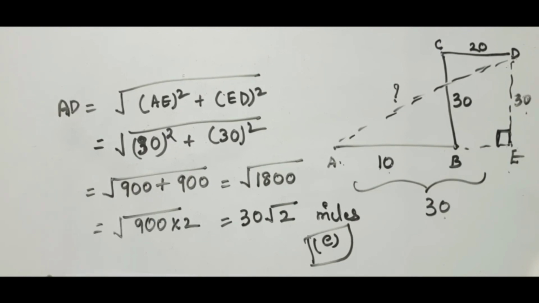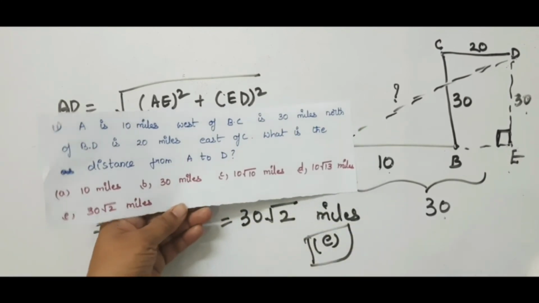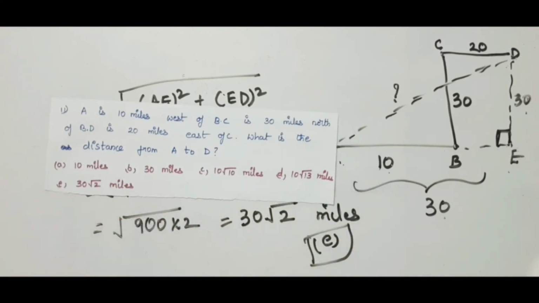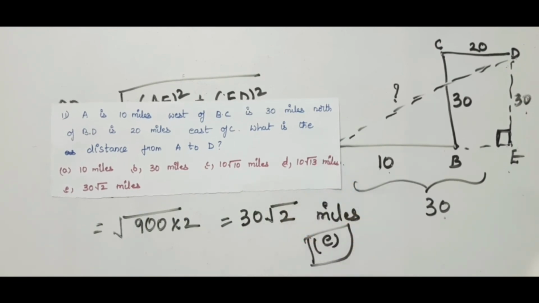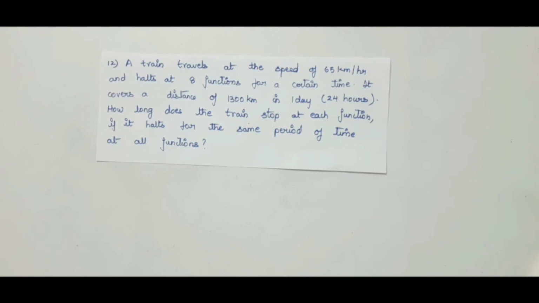Because hypotenuse is nothing but the square root of the sum of squares of the sides. So square root of the square of this side plus the square of this side. In this way, you have to solve this type of problems. After drawing the rough diagram, you will get a complete idea what to calculate and what to do. So first, whenever a problem involves directions, just draw a rough diagram first. Okay. Now let us go to the next problem.